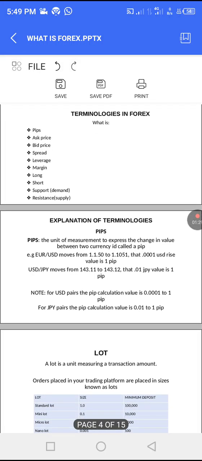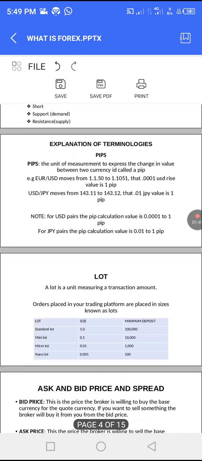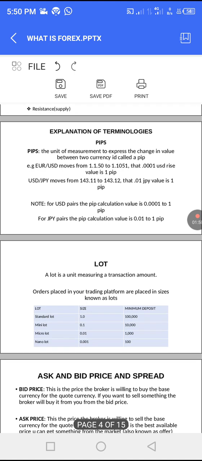What is a pip? A pip is the unit of measurement to express the change in value between two currencies. For example, Euro USD moved from 1.1050 to 1.1051. That 0.0001 USD rise in value is 1 pip. Okay. USD JPY moved from 143.11 to 143.12. That 0.01 JPY value is 1 pip.